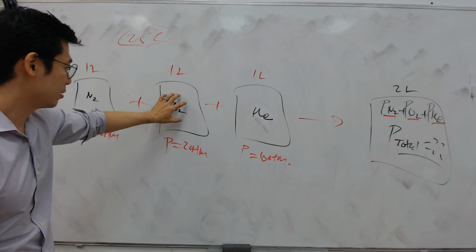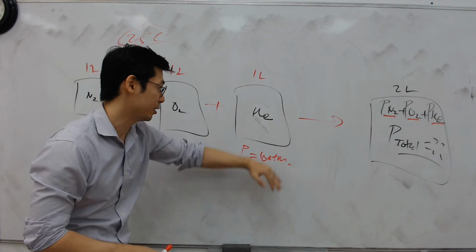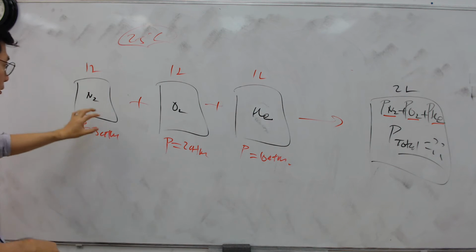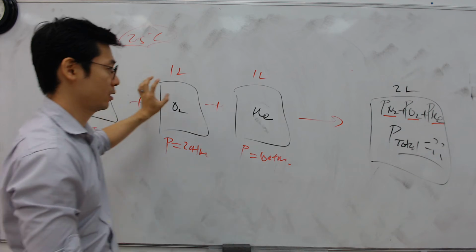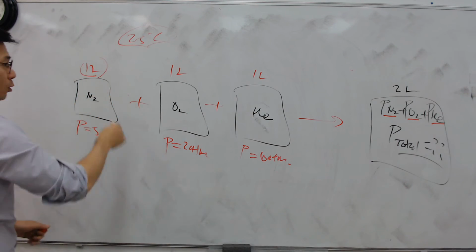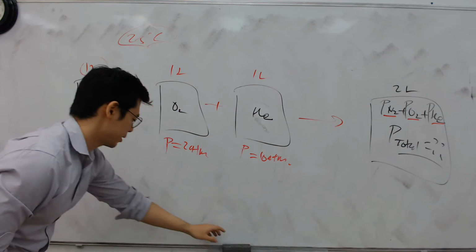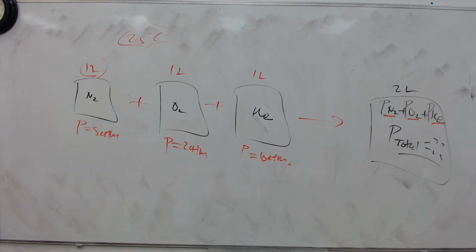Imagine the O2 gas and helium gas are not present. Imagine these are not there. You're only looking at N2 gas. You're putting the N2 gas into a big container. The volume is 1 liter, but you're putting it into a 2-liter container. Now what you do is take a look at the PV = nRT equation.